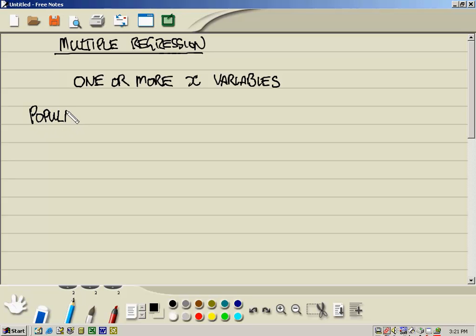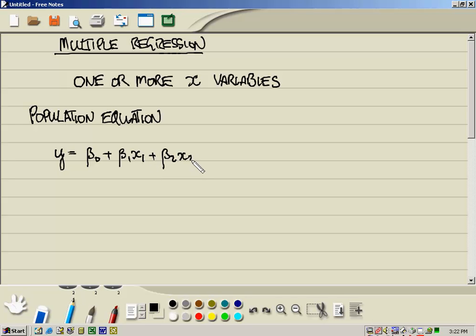The form of the population equation now needs to be able to reflect the other X variables. Remember, the population equation is in a sense the hypothesized relationship between the y's and the x's. Y is equal to beta 0 plus beta 1 x1 now. We'll put subscripts on the x's, plus beta 2 x2 if we go that far. But in general, we'll write this equation through beta sub k x k, where k clearly is the number of X variables in the regression.